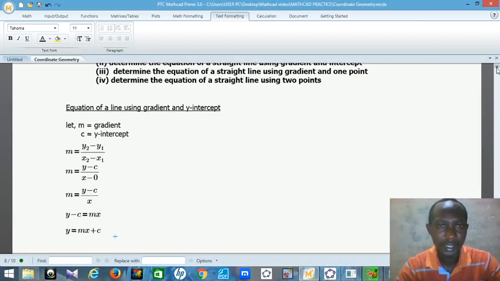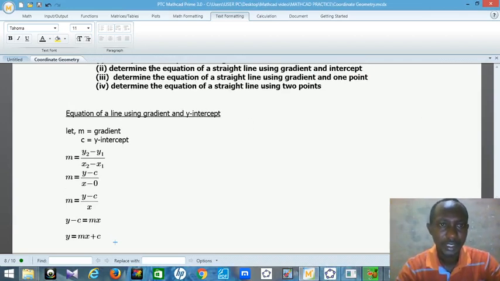And that is our second objective here: determine the equation of a straight line using gradient and intercept, and the intercept we need is the y-intercept. This formula is very important in mathematics, especially when it comes to a straight line. m is the gradient, take note of the meaning, and c is the y-intercept. Okay, let's go to the next objective, which says equation of a straight line using gradient and one point.